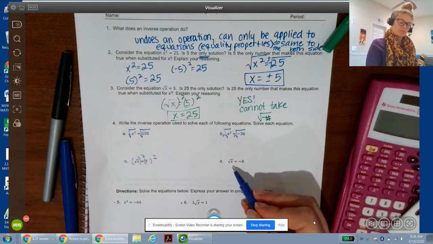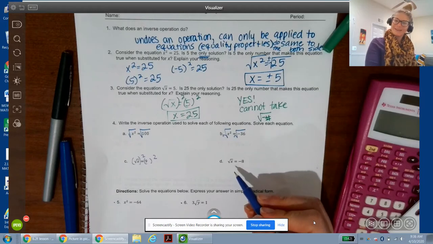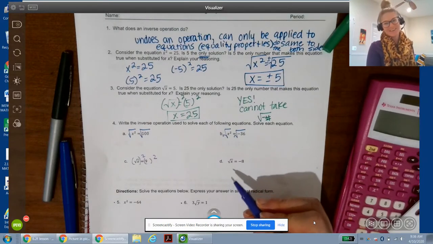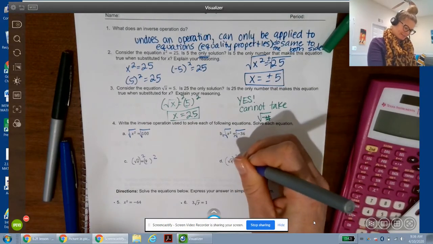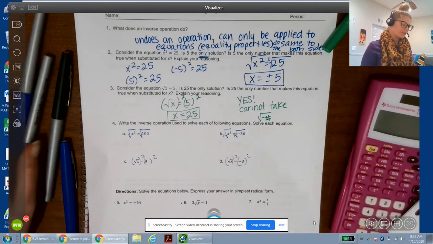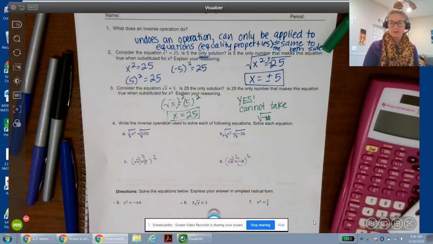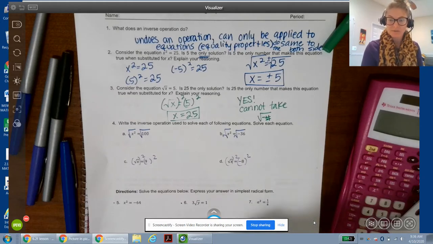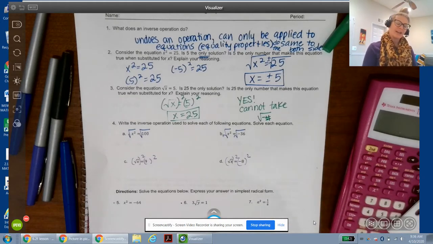Look at D. What's happening to your variable? It's being square rooted. How do you undo square rooting? Square both sides. So now I'd like you to go back and solve each of the equations. Be careful. You might have one solution, you might have two solutions, and you might have no solutions. Pause the video real quick and finish solving those, and we'll check back in a second.